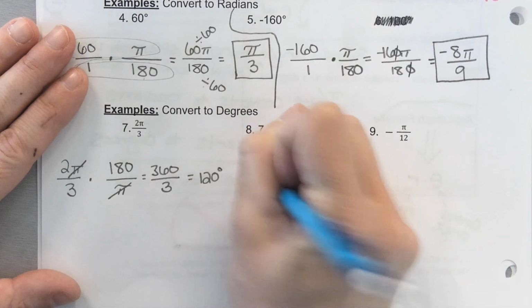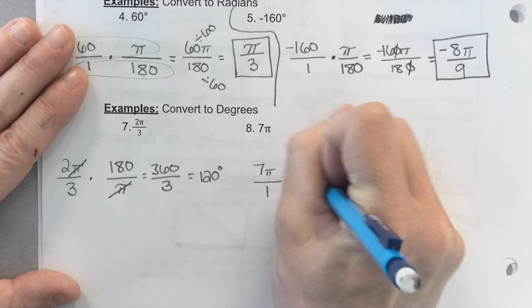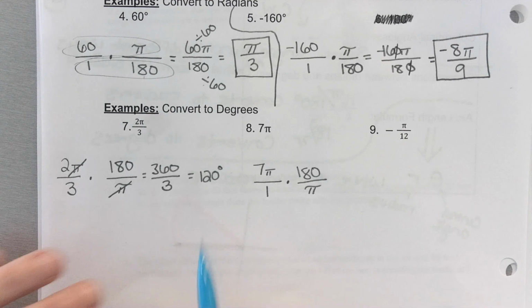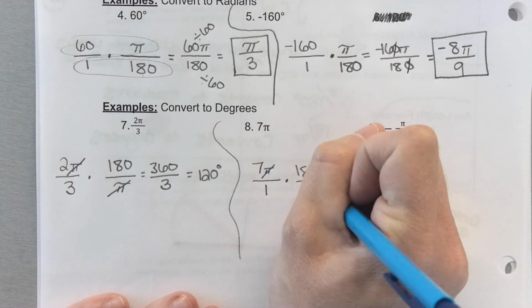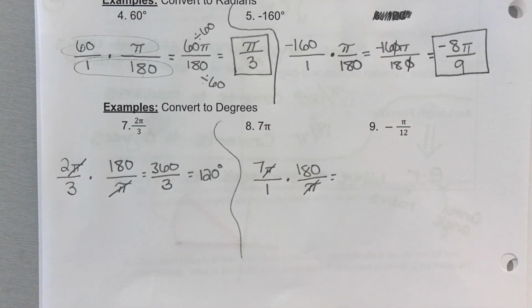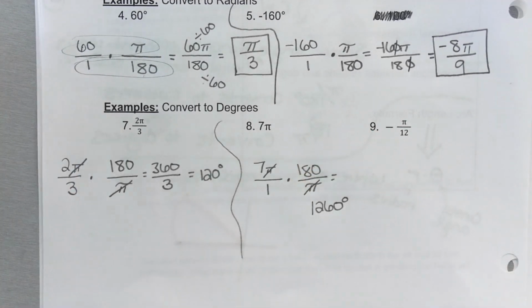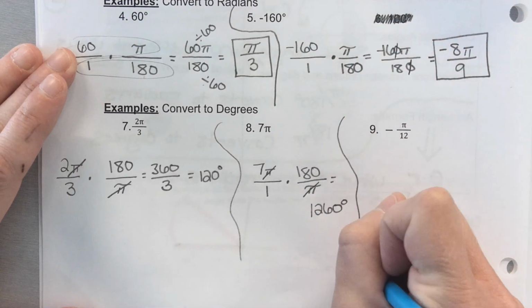Actually, we'll just do all 3 for this one because they're all a little different. Again, I'm going to make it a fraction by putting it over 1. All right, what happens with the pi's? They cancel. And 7 times 100 and, oh, okay. 7 times 180 is? Yeah, 1,260, and you can use your calculator, obviously, for any of this. Okay, so that's that one.